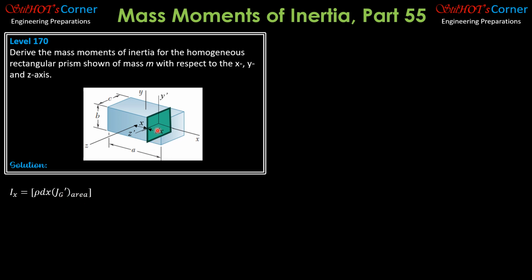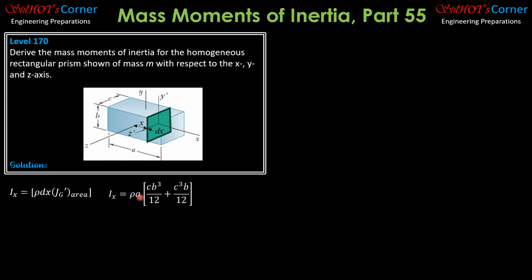So GG prime is simply Iy prime plus Iz prime through the centroidal axis, and this x-axis is perpendicular to the plane of that element. So where dx is the only variable here, GG prime is constant, so the integral of dx is x, with limits from negative a over 2, because this is the centroid, to positive a over 2, and that would be equal to simply a.